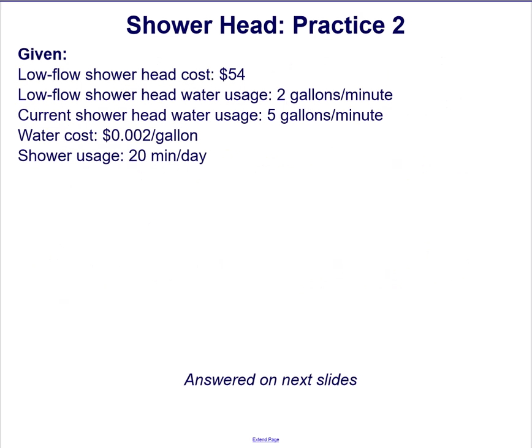This is the information we are given so far. Low flow shower head cost $54. The water usage for the low flow shower head is 2 gallons per minute. The water usage for the current shower head is 5 gallons per minute. Their current cost is $0.002 per gallon, and their daily shower usage for the whole family is 20 minutes per day.